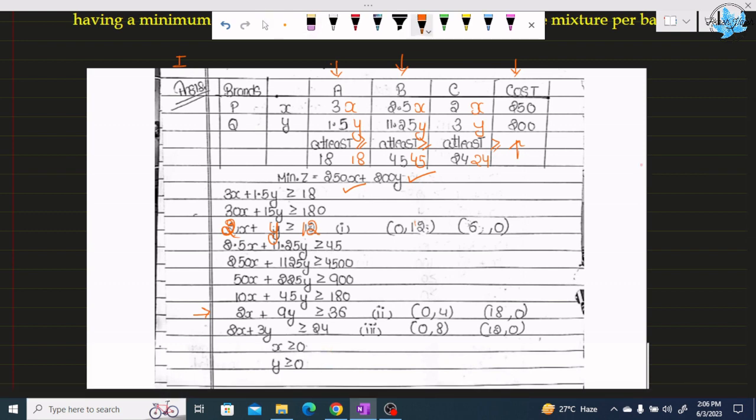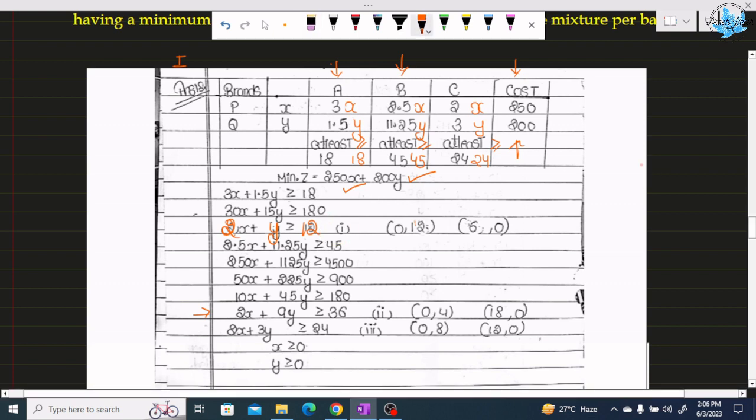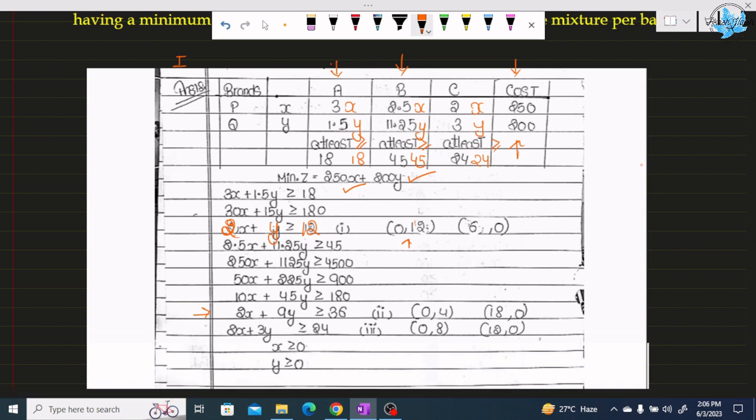So from here you can see, from the first equation, to find the coordinates, first consider x to be 0, you will get y is equal to 12. Then take y as 0, you will get x is equal to 12 upon 2, that is 6. Then for the second equation, consider x to be 0, you will get y is equal to 36 upon 9. Then consider y to be 0, you will get 36 upon 2. So you will get the coordinates.